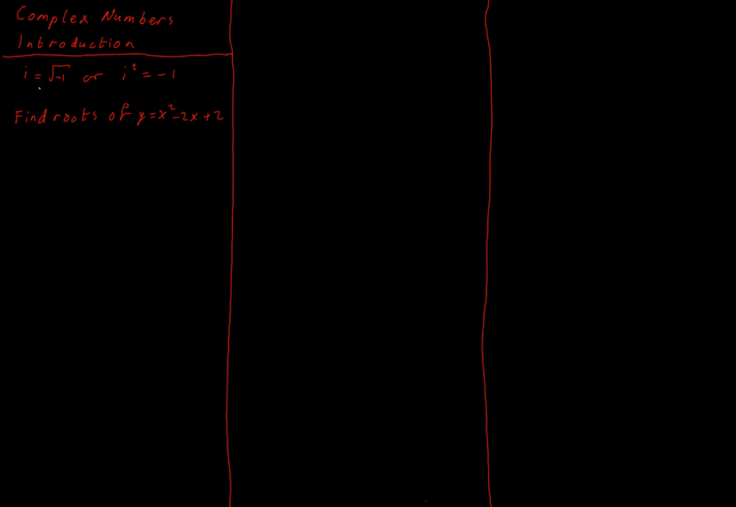So the reason why complex numbers were developed, or one of the reasons, is that we would sometimes end up with situations where we had the square root of a negative number. What do we do? Well, we used to just have to give up. We couldn't go any further.